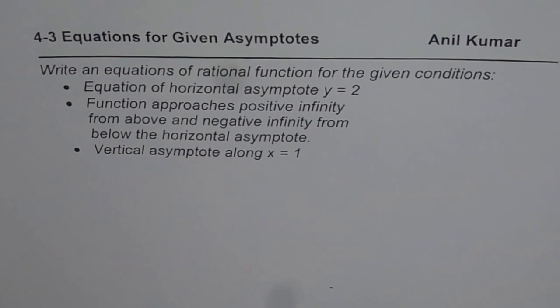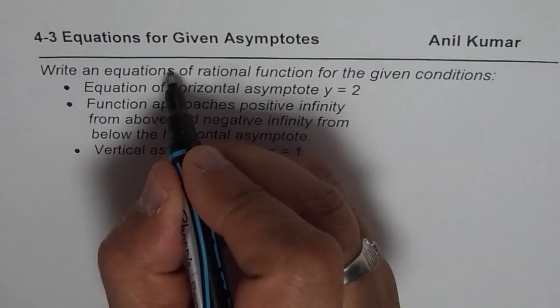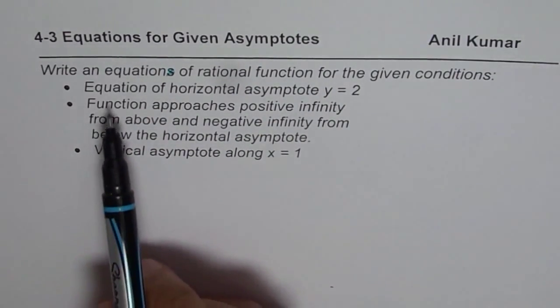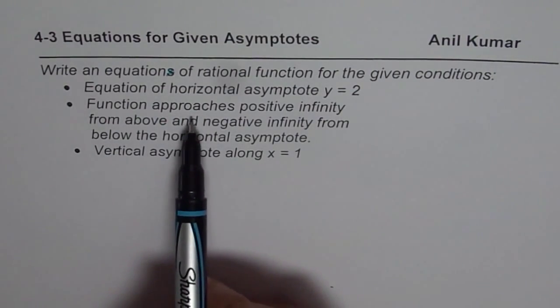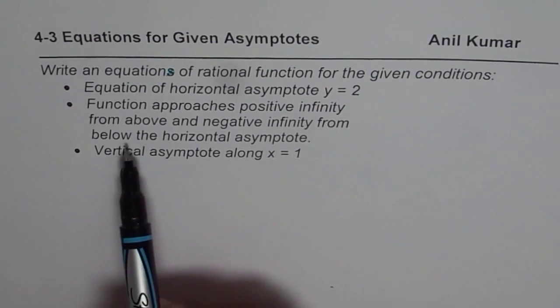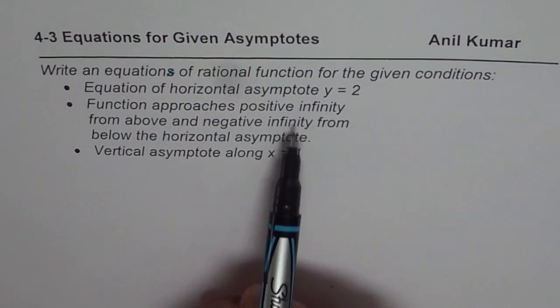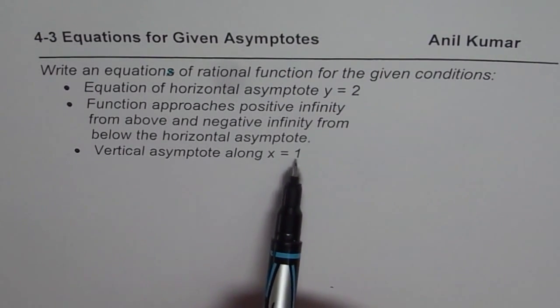I am Anil Kumar, and in this video we will understand how to write an equation for a function from the given information about the asymptote. The question is, write an equation of a rational function for the given conditions. Conditions are: the equation of the horizontal asymptote is y equals 0, the function approaches positive infinity from above and negative infinity from below the horizontal asymptote. That's the end behavior. And we have a vertical asymptote along x equals 1.